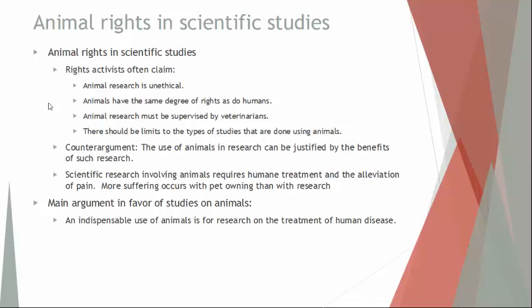Now, the counter argument is from the people who say that animals should be used. There are a few points for this argument. The use of animals in research can be justified by the great many benefits that can arise from such research. Also, some scientific research involving animals requires humane treatment during these studies and the alleviation of pain. And some would argue that a general pet owner would inflict more pain and suffering than a scientific researcher would. And so the main argument in favor of using animals in studies is because they have given an indispensable amount of information and data on human disease and human suffering.